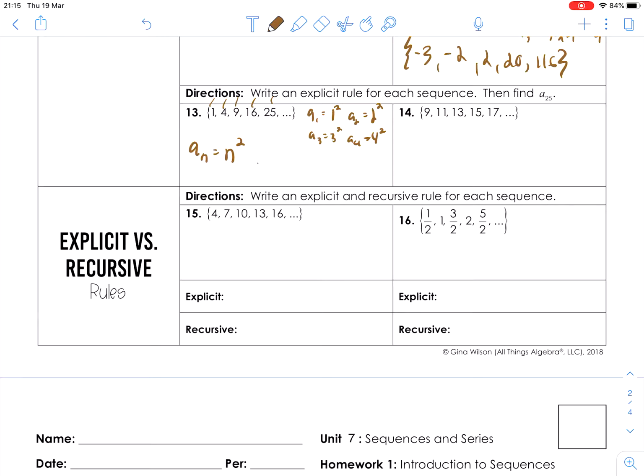And yeah, so now we need to find a sub 25. And we already know that to be 625. There we go. Check, check. Not bad. All right, now let's do this one. Plus 2. Okay, yeah, this is the easy one. Plus 2, plus 2, plus 2. But how do we write it?